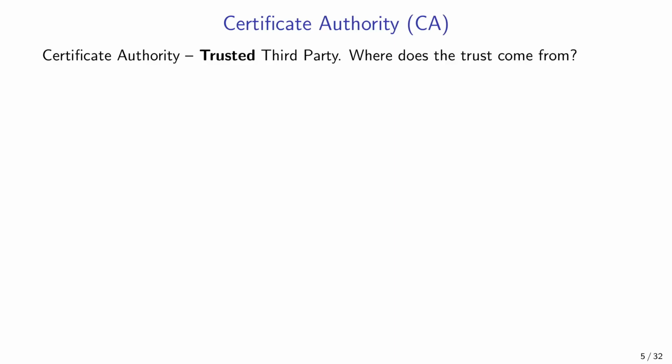But now let's talk about certificate authorities. So what is a certificate authority? Essentially, it is a trusted third party. Now the question is, where does this trust come from? Who decides whether a CA should be trusted or not?